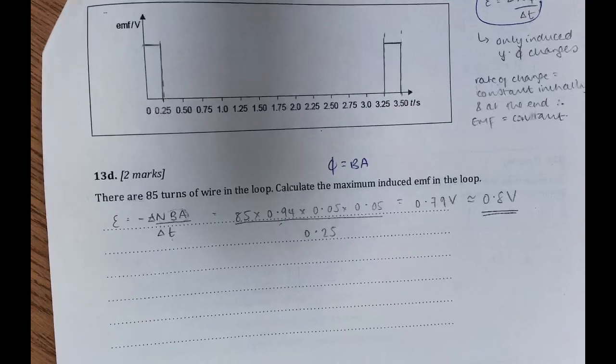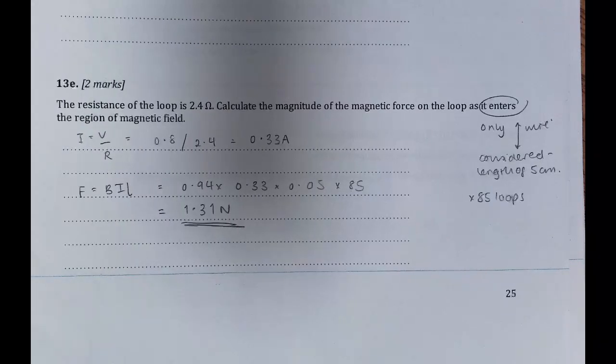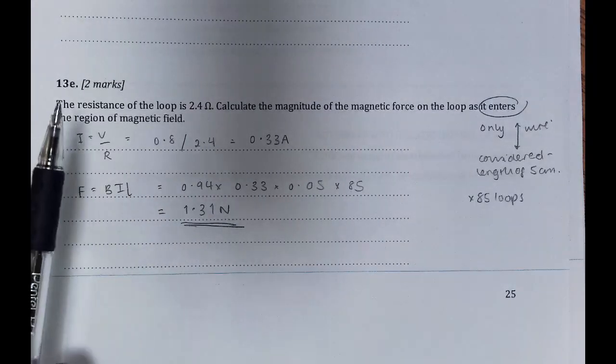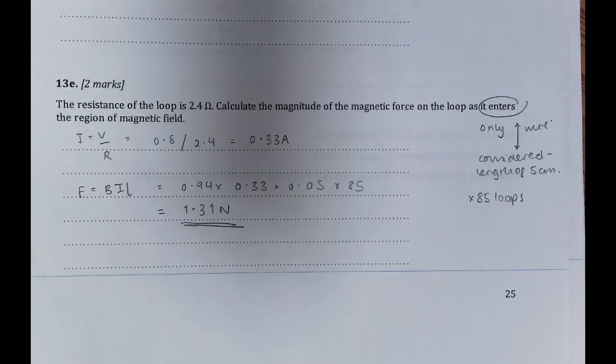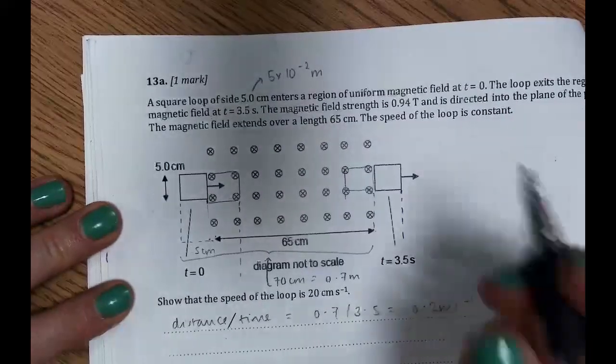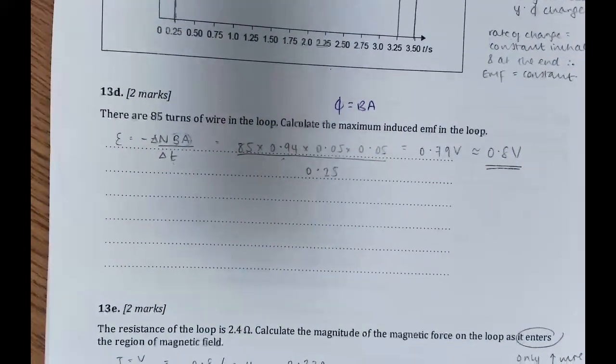In 13E, the resistance of the loop is 2.4 ohms. Calculate the magnitude of the magnetic force on the loop as it enters the region of the magnetic field. Okay, so we can immediately work out the current that is being generated because we've just found the voltage induced. We can divide it by the resistance, and we know that we've got 0.33 amps flowing. As it enters the region of the magnetic field, if I go back to the picture, at the instant where it enters, the only part of the loop that's actually within the field is going to be this section. So we actually only have a 5 centimetre length that is considered.